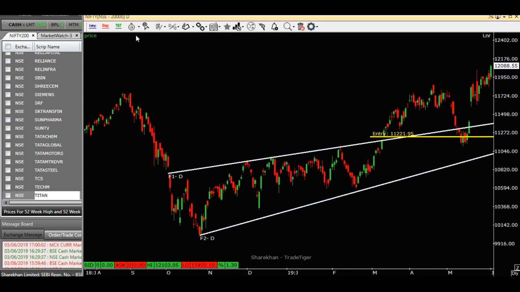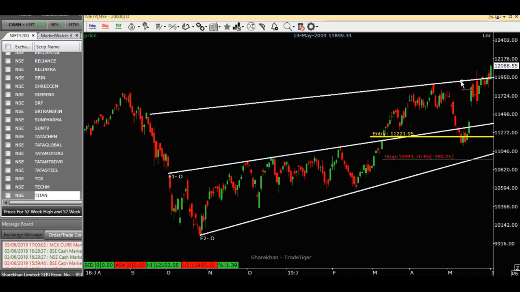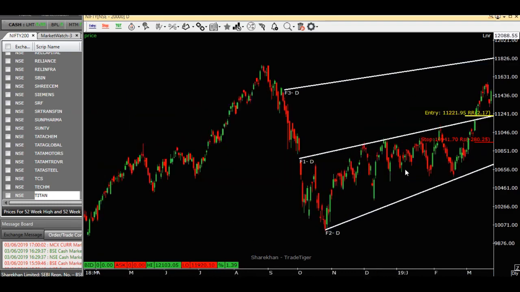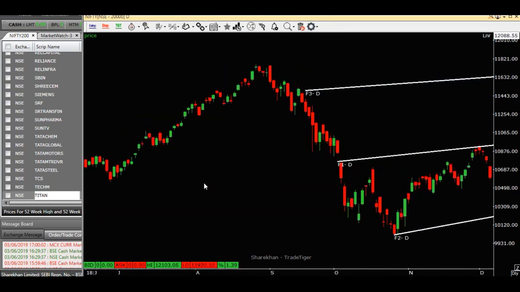Okay, so now if I'm entering here on the breakout, midpoint is my stop loss. Okay, and target is simply the parallel line, right, which is equidistant to this channel. So I would book profits somewhere in this area. Now let's look at another example.